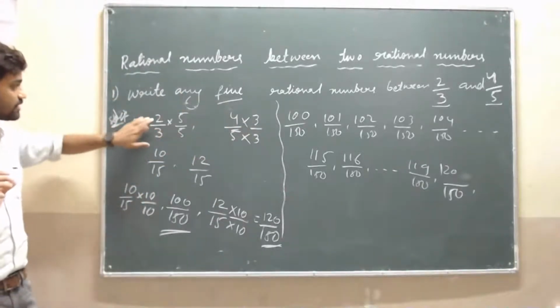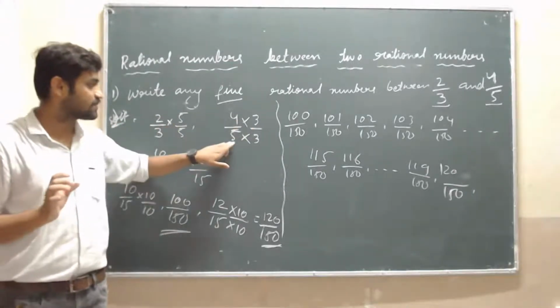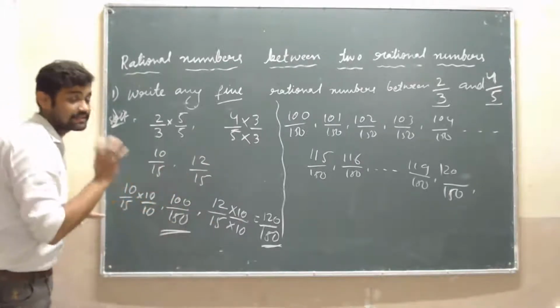2 5s are 10 and 3 5s are 15. Then 4 3s are 12 as well as 5 3s are 15. Okay, then here the denominators are the same. Then what is the question we are asked?